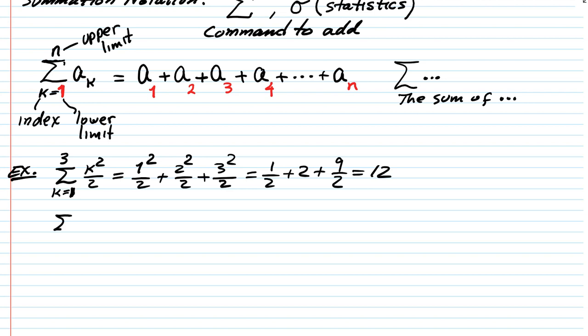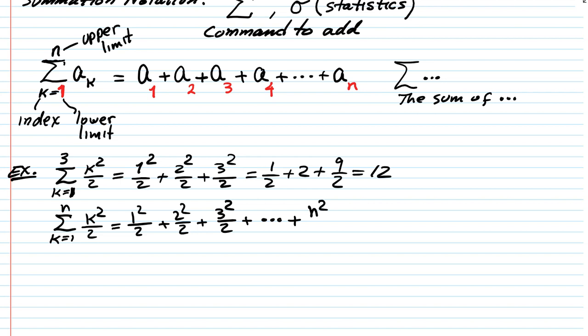What if the sum went from k equals 1 to n of k squared over 2? This time I'm doing the same thing. 1 squared over 2, 2 squared over 2, plus 3 squared over 2, except, notice, it keeps going until I reach the upper limit n. So it's going to be n squared over 2, and we can leave it like that because I'm not going to be able to get a number out of this one.